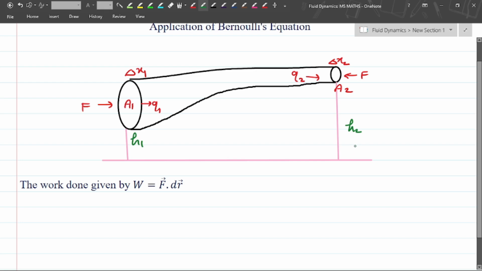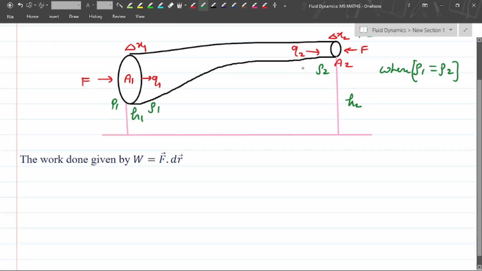Okay, now here the pressure is P1 and here the pressure is P2, density is rho1, density is rho2, where rho1 and rho2 are equal because the density of water, or whatever fluid we pass through this tube, will be constant.